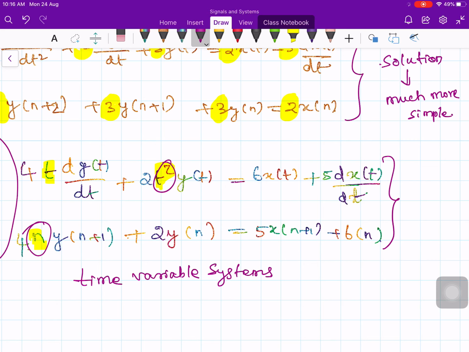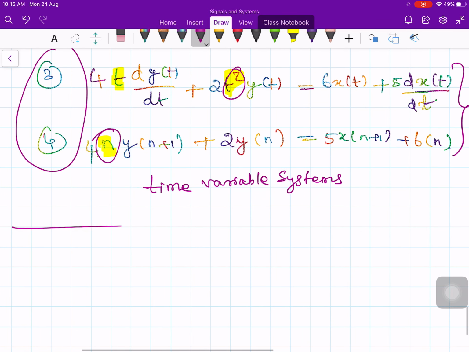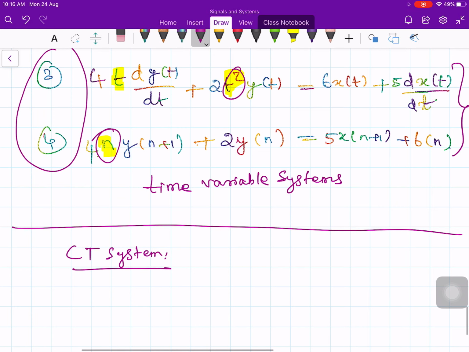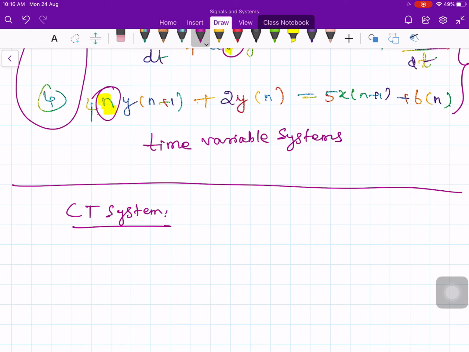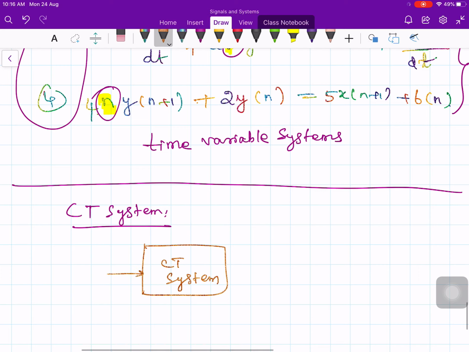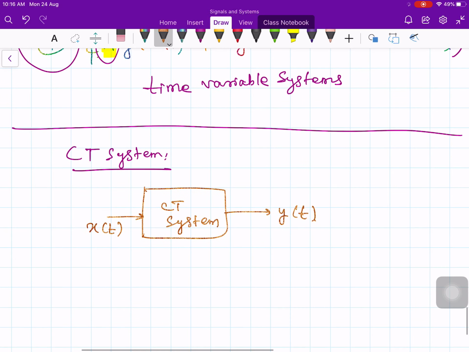Now let us consider continuous time system. Now let us try to understand a little more deeply the time invariance property. So if you take a continuous time system, if you have an input, say x of t, which gives rise to an output y of t. In succinct form, it is denoted like this: x of t, an arrow mark, and y of t.